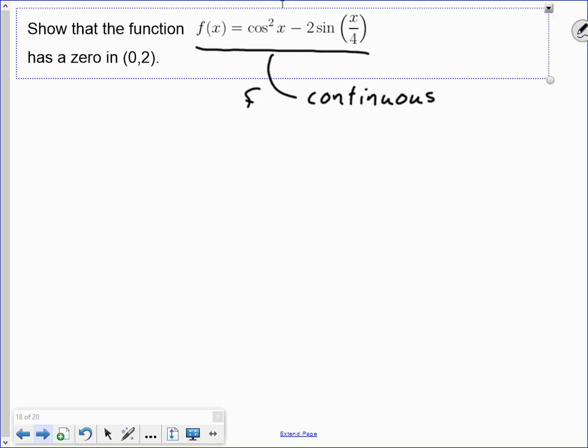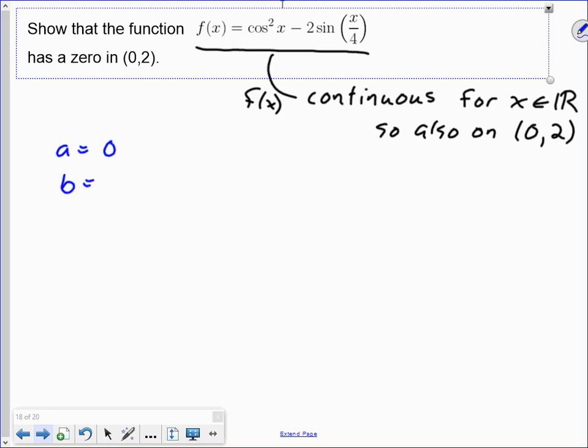So f at x is continuous for all real numbers. So it's certainly continuous on the interval from 0 to 2. Now, in this example here, our a value is 0 and our b value is 2. Let's evaluate f at a and f at b.